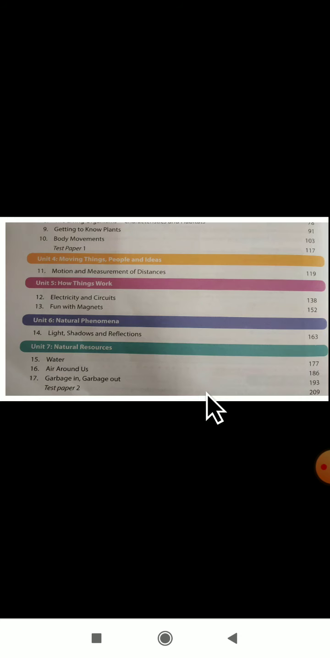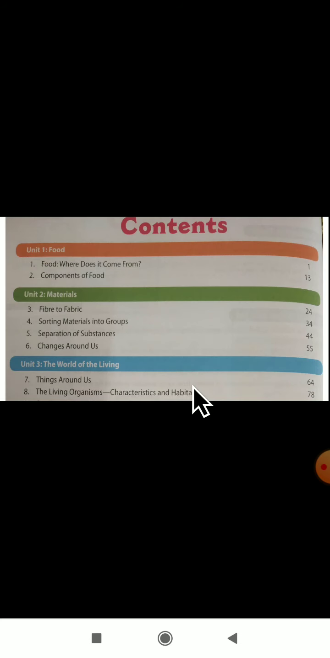For the second semester we will study the remaining lessons. As you have only one science textbook, in this only we have divided the first and second semester. So dear students, when you get the video, you have to watch the video completely. Then use the rough book for the points, or whatever homework we will be sending, you have to write in the rough book only.